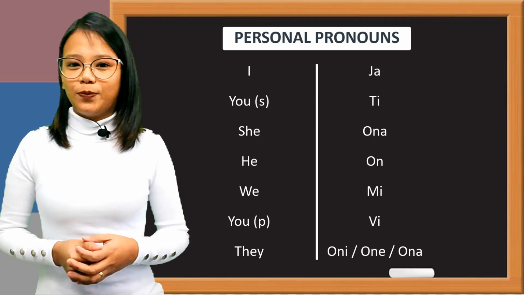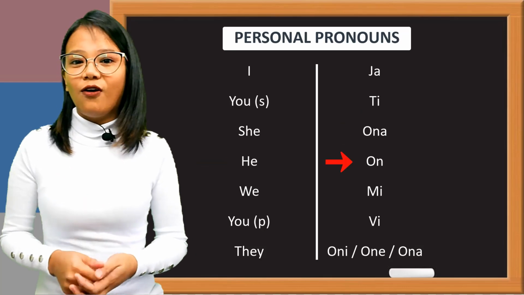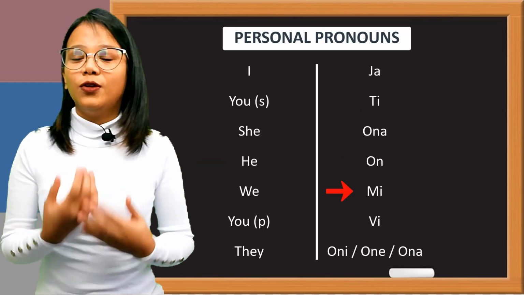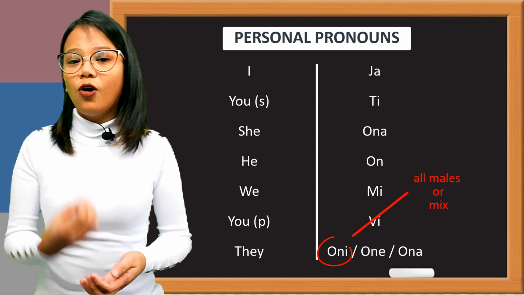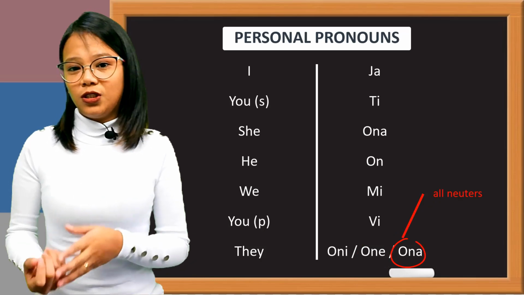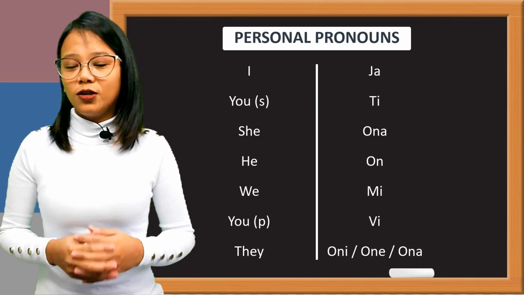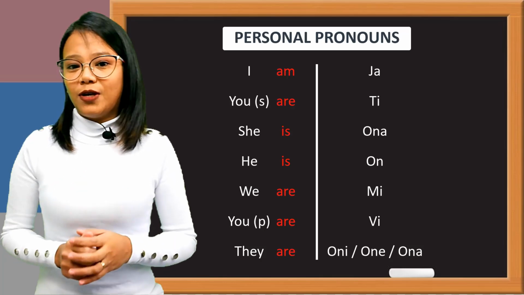These are the personal pronouns: I, ja; you, ti; she, ona; he, on; we, mi; you, vi; and they, oni, one, and ona. Oni if all males, one if all females, and ona if all neuters. In English, we put auxiliary verbs with personal pronouns, like am, are, is. In Serbian also.